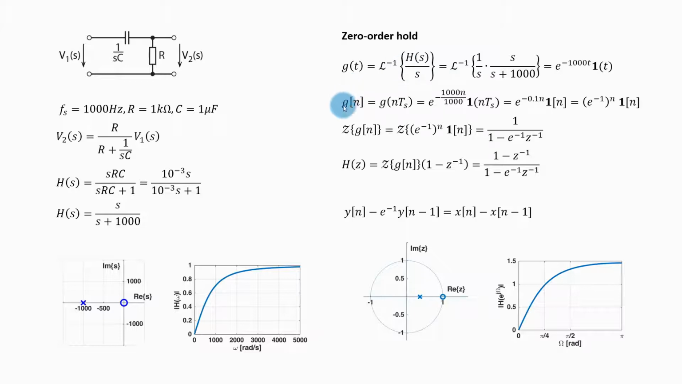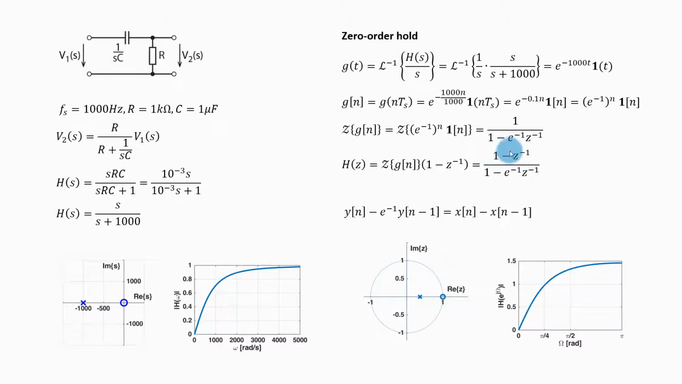Now I need to sample this impulse response like this, which will give me this. That can be simplified into this, and this can be written in this form. Now, I need to compute the z-transform of this sequence. I need to compute this z-transform, which is this. Now, the last step, I need to take this z-transform and multiply it by 1 minus z to the minus 1. That will give me this expression, and this expression is the transfer function of my discretized system.